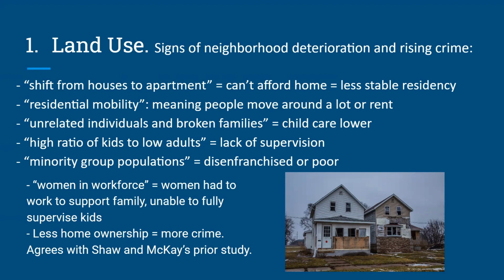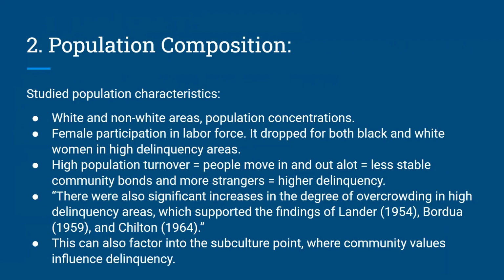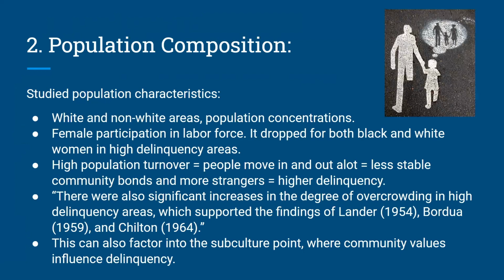And then minority group populations, this means that they're disenfranchised or poor. The sixth point they gave was women in the workforce, and this usually means if they were in a lower socioeconomic status, they had to work to support the family and they were unable to fully supervise the kids. Basically, based on all of these and the part about less home ownership leading to more crime, that was one part of Schuerman and Kobrin's study that reflected what Shaw and McKay's prior study in the 1940s had also concluded.